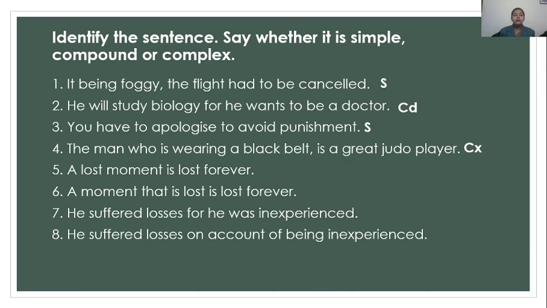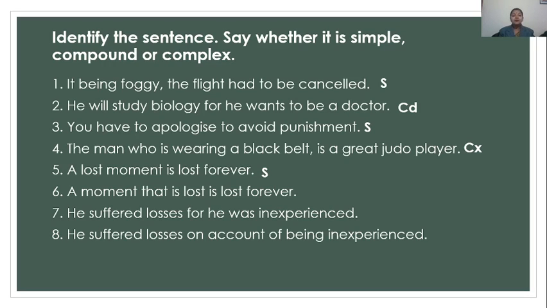Now, a lost moment is lost forever. Here, lost is my adjective, and is lost here, lost is your main verb. So how many finite verbs, helping verbs, are there? Only one, is. Is is your finite verb. So the sentence has only one finite verb. What kind of sentence is this? Simple sentence.